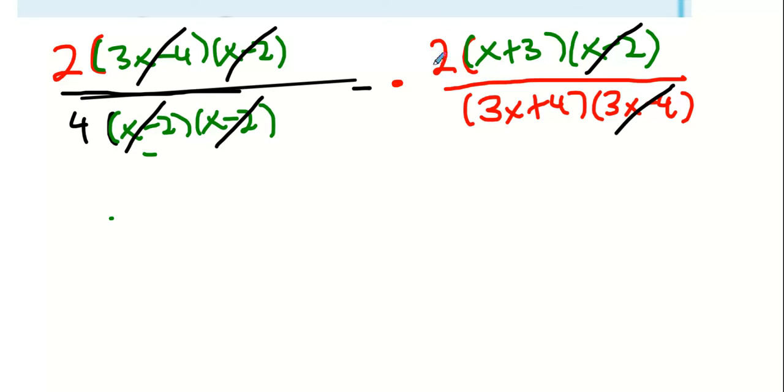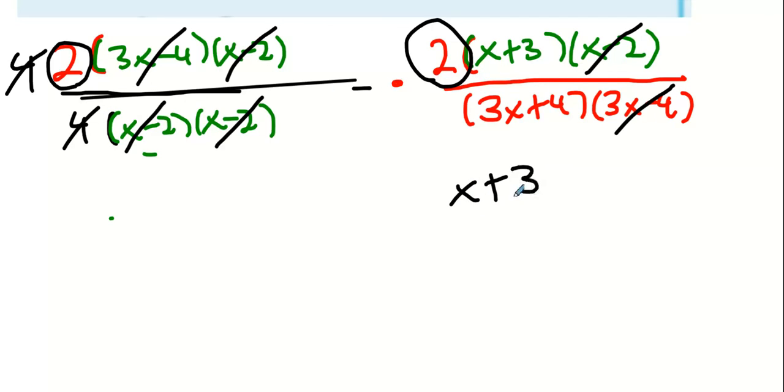2 multiplied by 2 on top. See the two 2s I'm highlighting here? 2 then multiplied to give 4. But then 4 divided by 4 cancels. And I think all I'm going to be left with is x plus 3 on top and 3x plus 4 on the bottom.